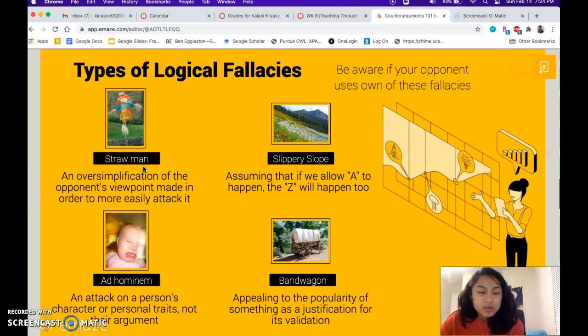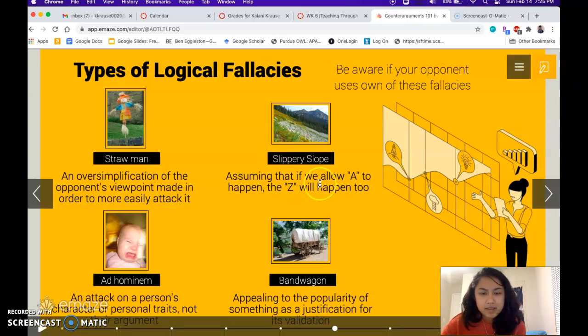So the first fallacy to be wary of is straw man, which is an oversimplification of the opponent's viewpoint made in order to attack it easily. So if you offered so many justifications as to why the legal age of voting should be lowered to 16, and someone just said, okay, so essentially you're saying that 16-year-olds can vote because they know how to drive a car, right? Something just completely simplified, might not even be related to what your actual argument was. That is called a straw man.